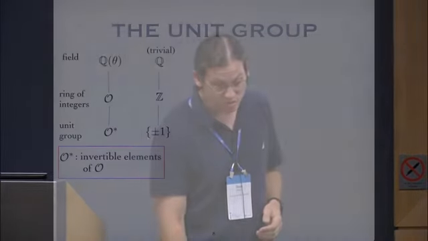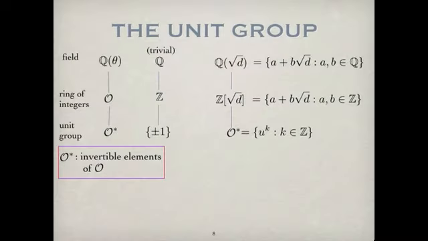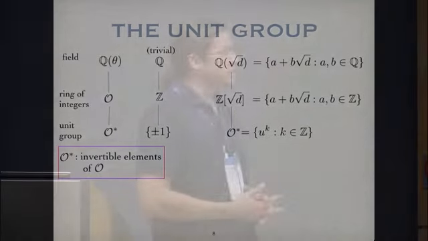So I'll just give you two examples. So a not so exciting example is if you just take Q, and then the ring of integers in that case are just the integers. And the invertible integers under multiplication are just 1 and minus 1. Okay, so that's not so exciting. So we can move on to, say, Q adjoin square root d. So here we're looking at these numbers a plus b square root d.